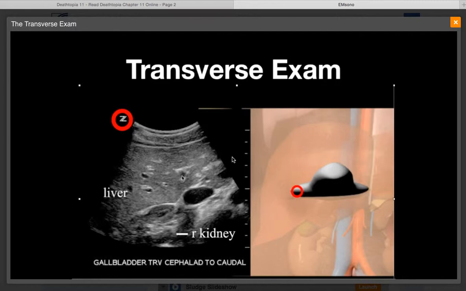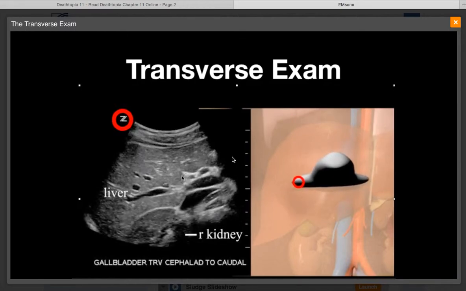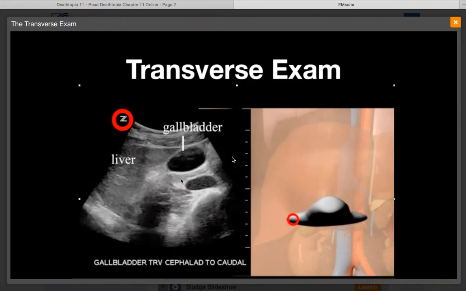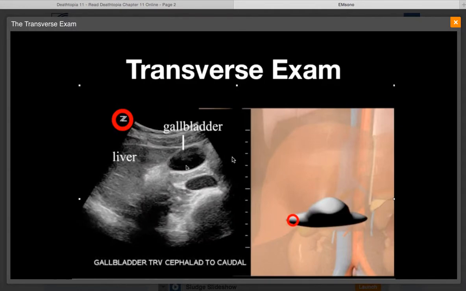But notice here we've got the gallbladder neck, and then we can sweep through. We're going from the neck, coming down into the fundus. And so you can see the gallbladder transversely here. You can see the transverse width, which we'll talk about during the interpretation part. You can also see anteriorly a nice gallbladder wall that could be easily measured.